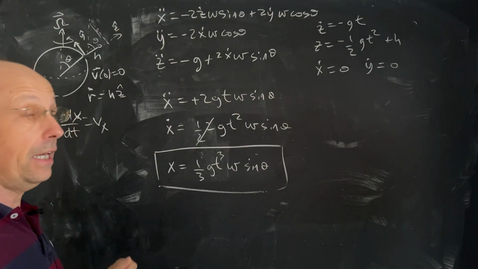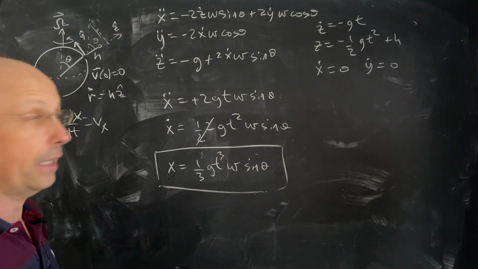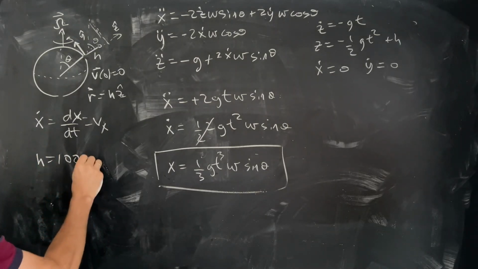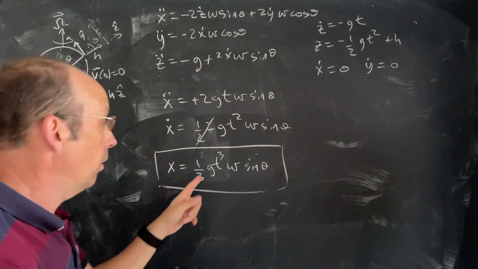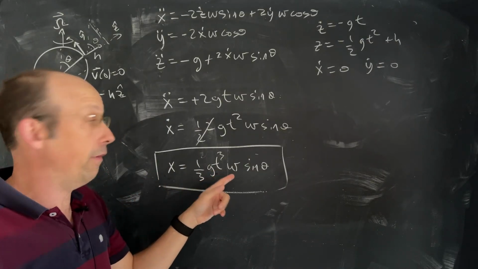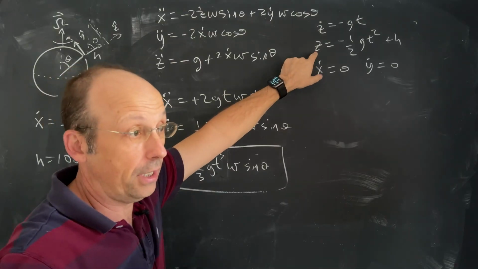Let's calculate the deviation if it falls from some height. H is 100 meters or something like that. Let's calculate x. Now, I need to first find how long it took to hit the ground. So I need to find t. Well, I can go up here and solve for t, right?